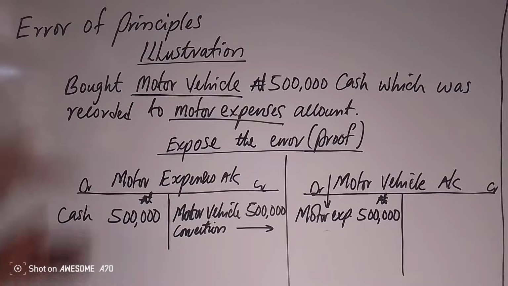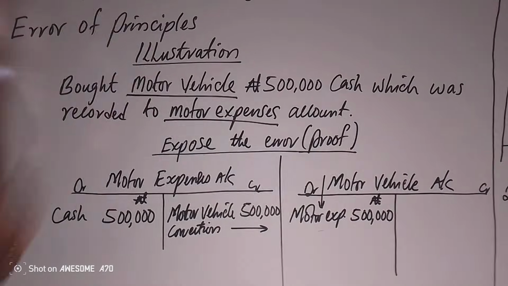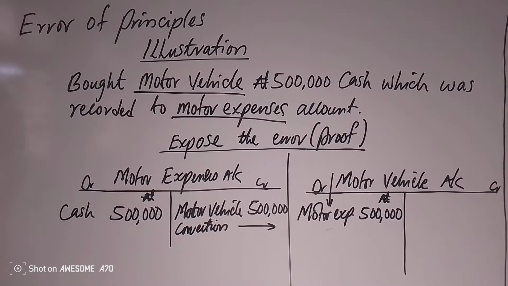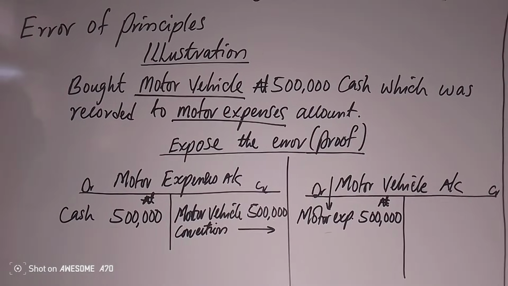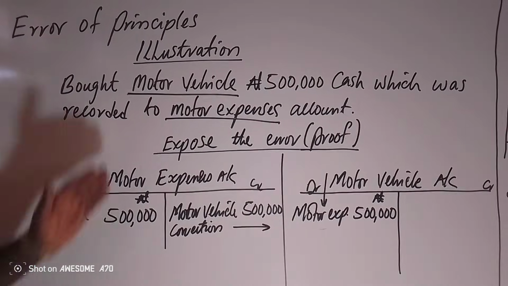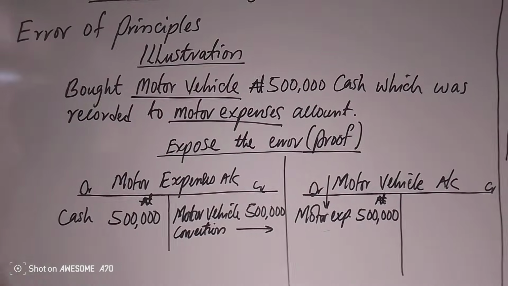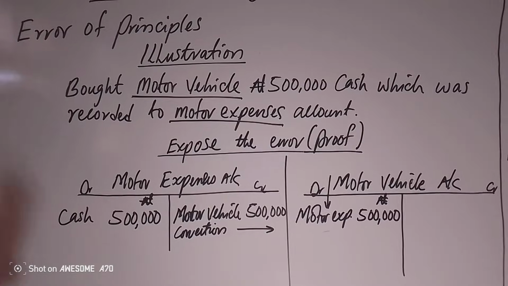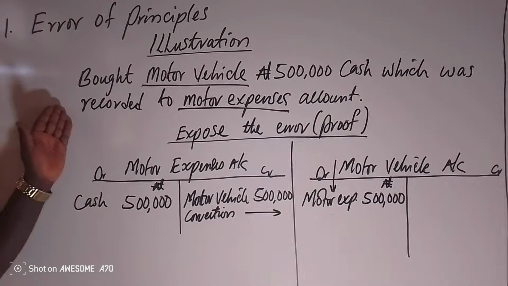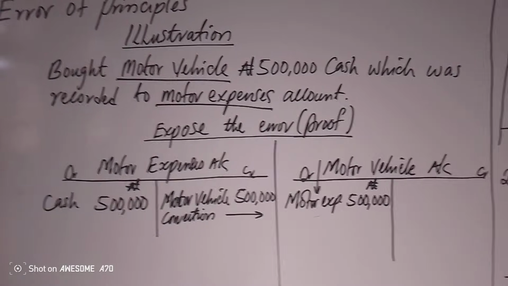Principle. Although motor vehicle relates to motor expenses, motor vehicle purchase is a real account, while motor expenses is a nominal account under expenses. So, if motor vehicle was purchased and mistakenly recorded in motor expenses account, it becomes an error. And this error is detected at the end of the accounting period.